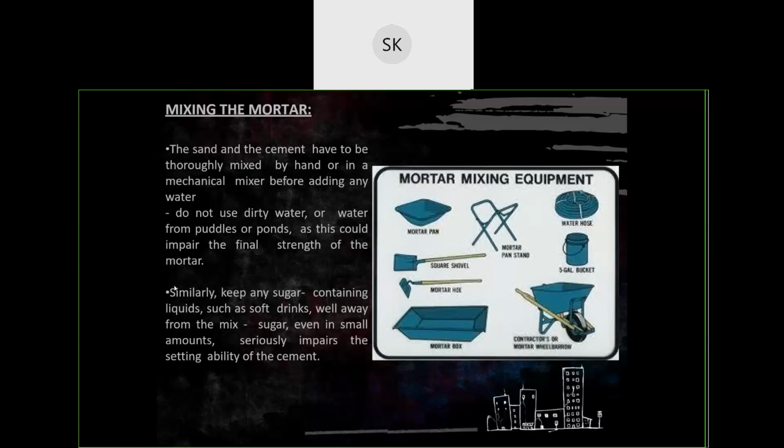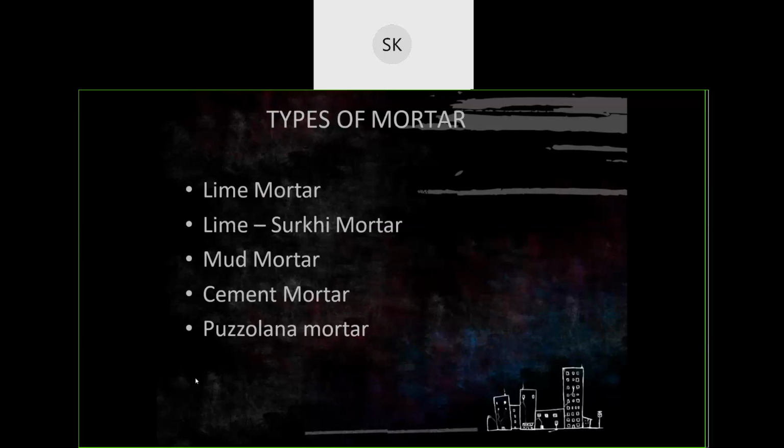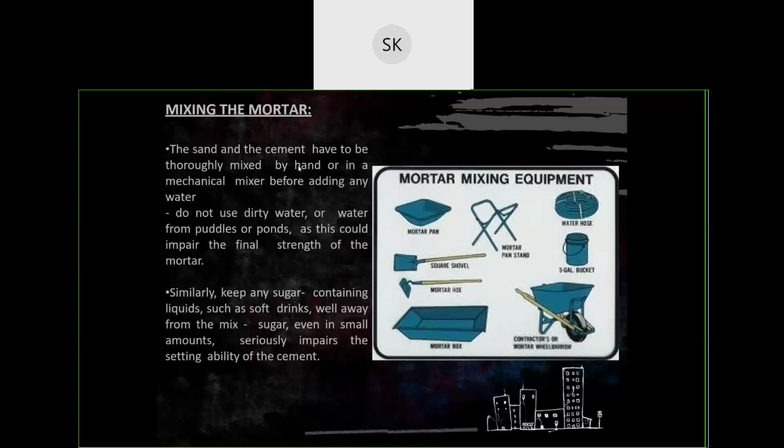Similarly, keep any sugar containing liquid such as soft drinks well away from the mix. Sugar, even in small amounts, seriously impairs the setting ability of the cement. So you shouldn't use soft drinks or any other drinks. After mixing dry, you can add the water. The proportion of sand and cement should be good. For water, you can take the proportion by weight, and the mix shouldn't be very fluid or very solid.